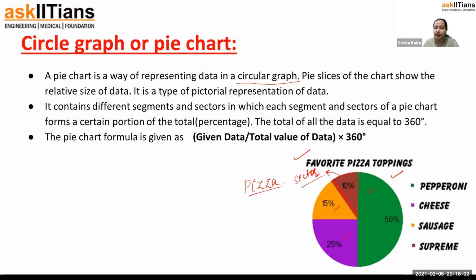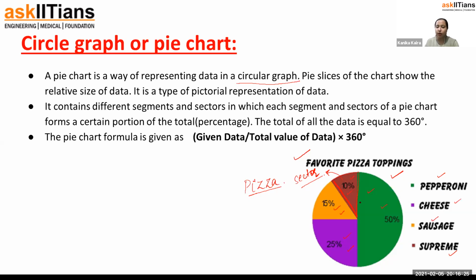So each sector represents some value. Okay. Now in this case, they have represented what the favorite pizza toppings are. 10% of people like supreme pizza, then 50% of people like pepperoni, 15% of people like sausage and 25% of people like cheese.